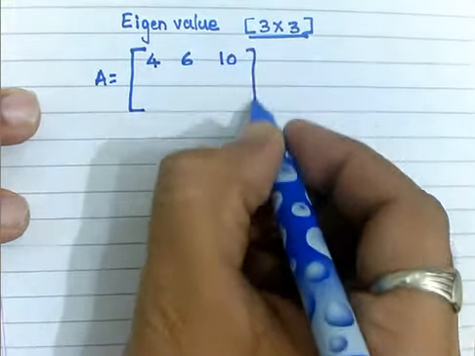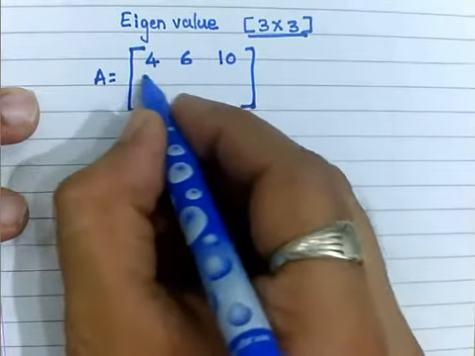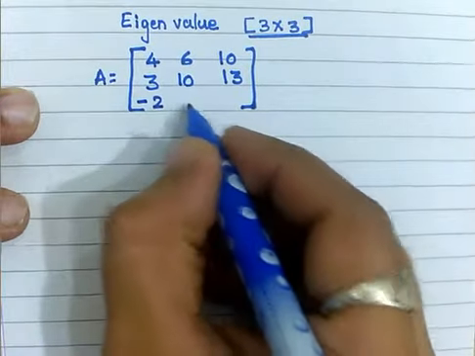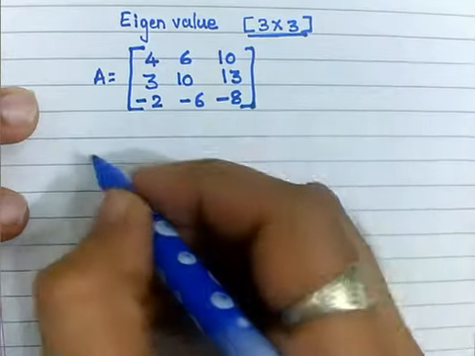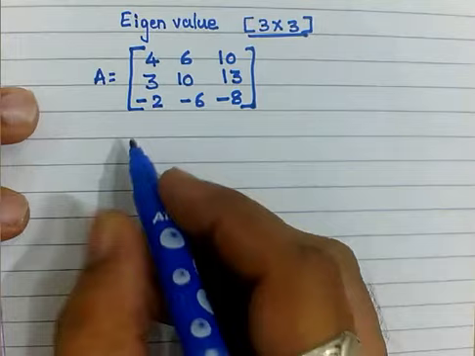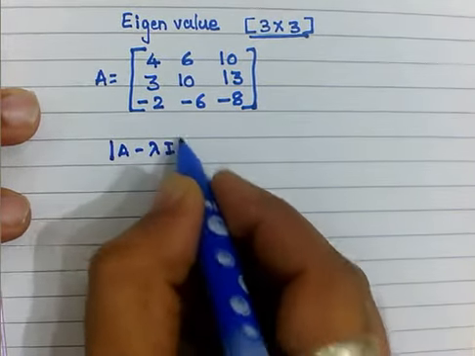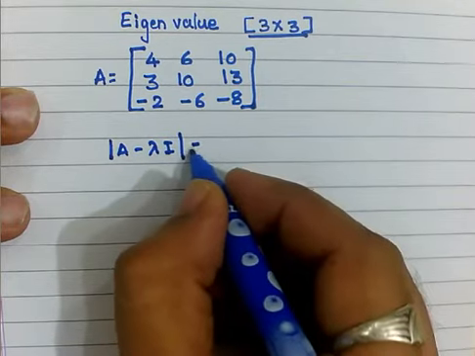6, 10. This is the first row. Second row is 3, 10, 13. Third row is -2, -6 and -8. Now to get the eigenvalues, the condition is that A minus lambda I, its determinant, must be equal to 0.